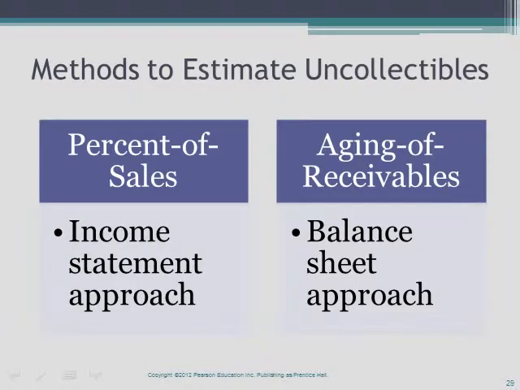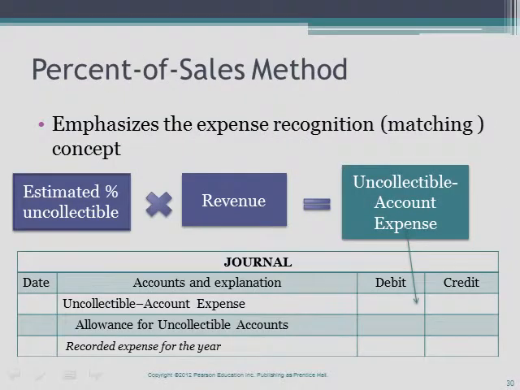The best way to estimate uncollectibles uses the company's history of collections from customers. There are two basic ways to estimate uncollectibles: percentage of sales method or aging of accounts receivable method. The percentage of sales method takes an income statement approach. The aging method is a balance sheet approach. The percentage of sales method computes uncollectible account expense as a percent of revenues. So that's why it's related to the income statement.